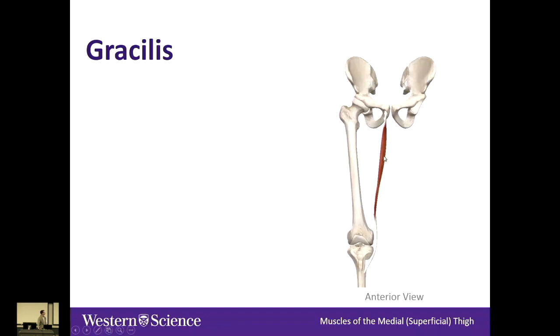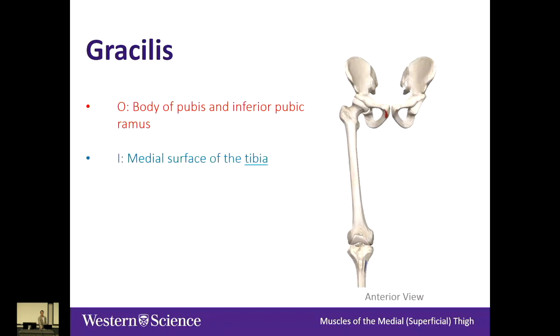And now we have gracilis running all the way down. So it's still pubis, still body of the pubis, part of the pubis. But now instead of inserting onto the linea aspera, it's going all the way down to attach onto the tibia. Okay, and I put a line under tibia. I wanted you guys to write tibia because this is the one adductor that does cross the knee joint. And if it crosses the knee joint, it acts on the knee joint.